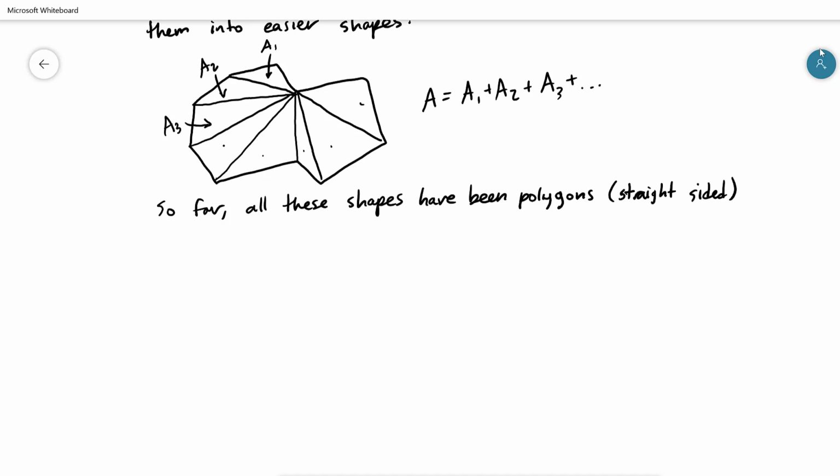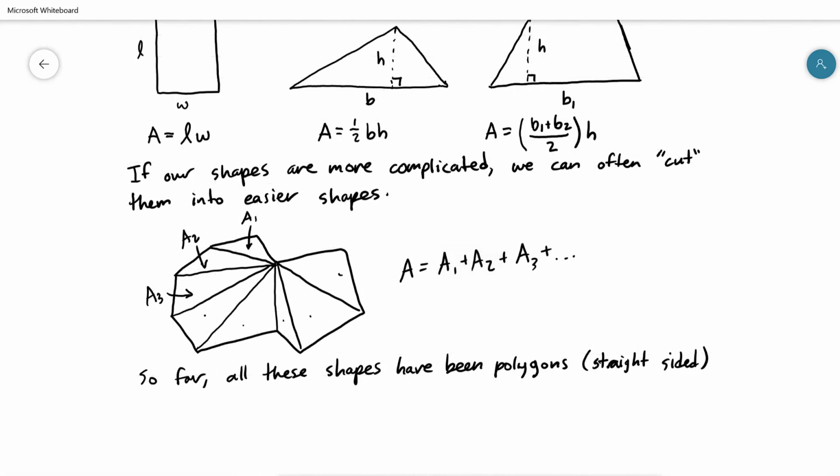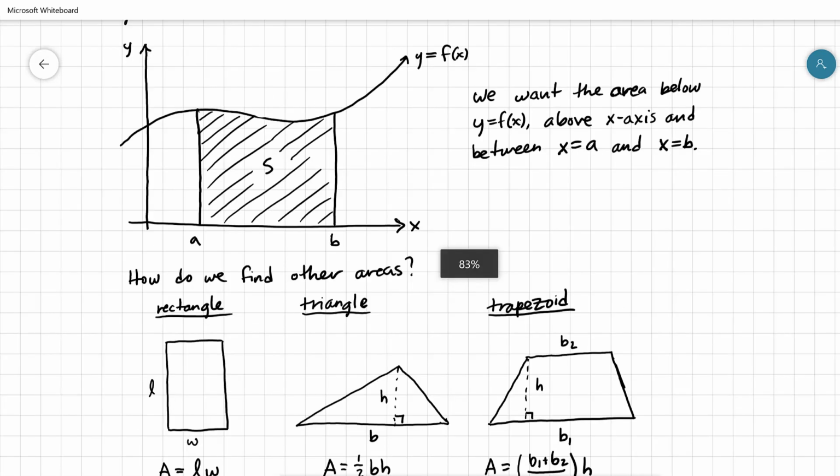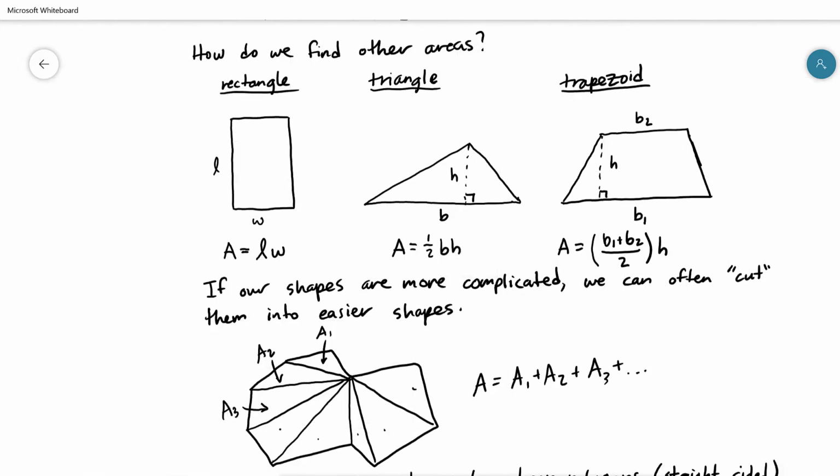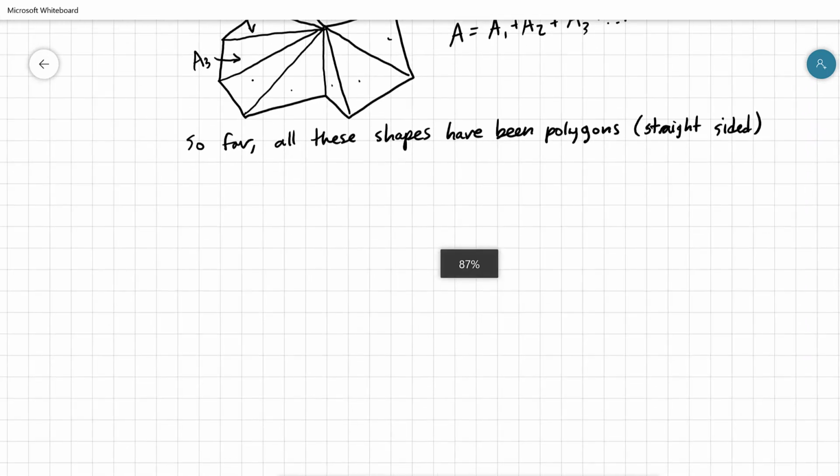Every single side of this shape was a straight line. That's not true of this shape S that we're trying to find here. One of its sides is curved. So how can we find the area when we've got a curved shape?